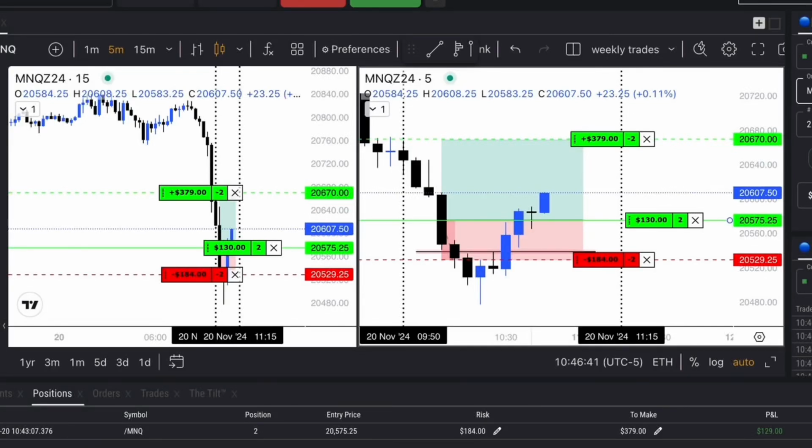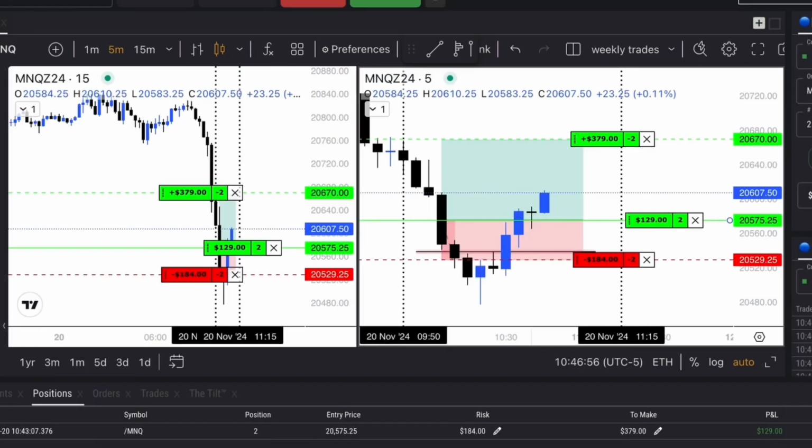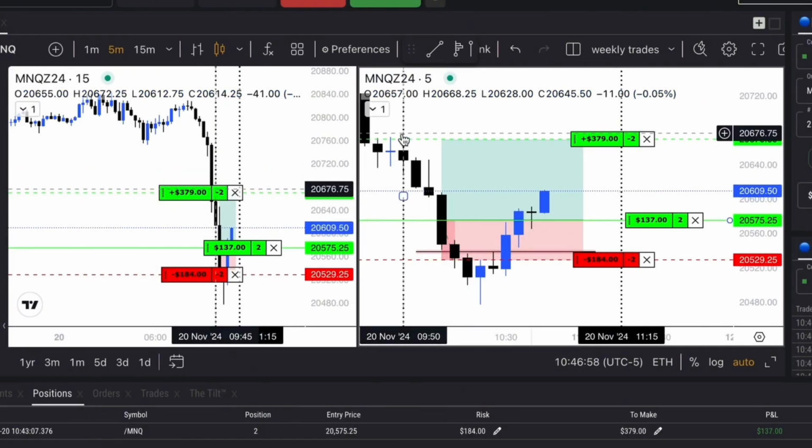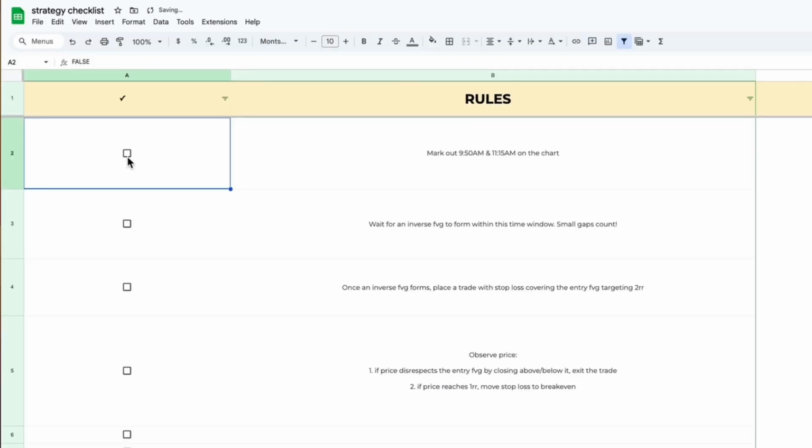So I did place this trade. I didn't want to miss it, but I can go ahead and walk through the strategy checklist. Coming over here, the first step was to mark out 9:50 and 11:15 a.m. on the chart. You can see here that 9:50 was marked here and 11:15 is marked there. So we can check this off.